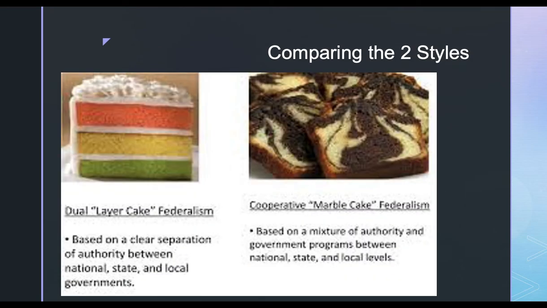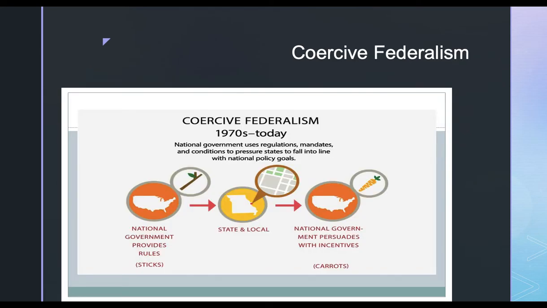Moving on. You might have to be able to determine the difference between the two, so I'll just leave it here for a second so you can take a look at what layer cake federalism is compared to cooperative. But here's something you might see. We're just going to call it a different term. Coercive federalism basically means that the federal government is going to coerce or make the states do a particular thing. Now, there are two different ways they can do it. They call it the stick or the carrot. I've heard it called stick and carrot.